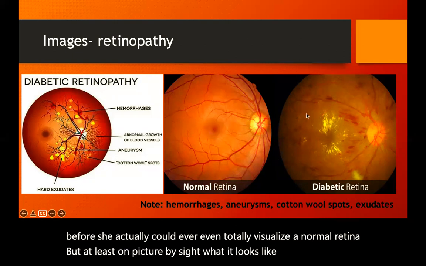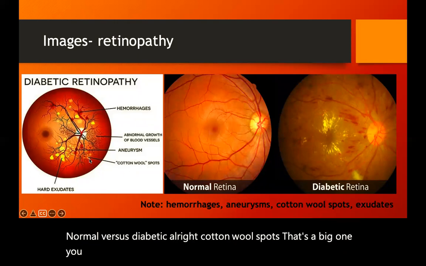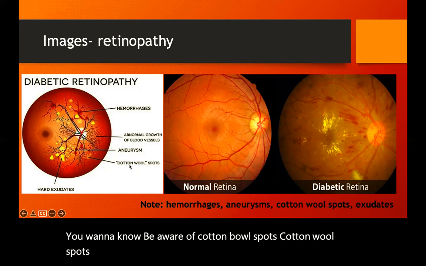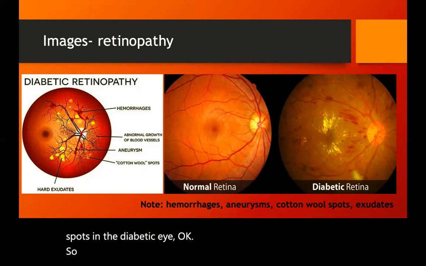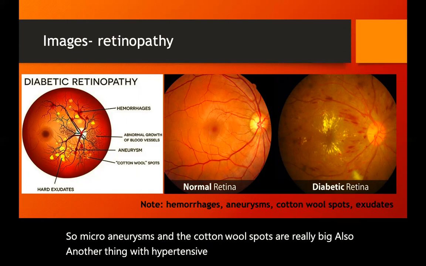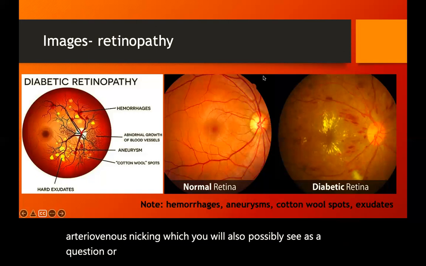So normal versus diabetic. All right. Cotton wool spots. That's a big one. You want to be aware of cotton wool spots in the diabetic eye. Okay. So microaneurysms and the cotton wool spots are really big. Also, another thing with hypertensive retinopathy is something called arteriovenous nicking, which you will also possibly see as a question or a possible answer in terms of diabetic retina on your boards.